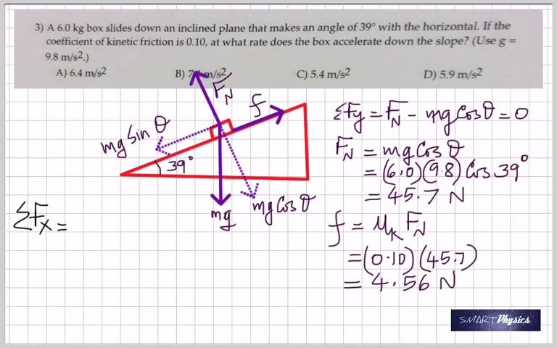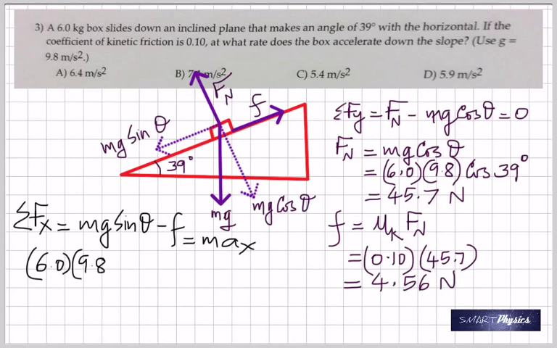And then take the net force along the x-axis. There are two forces, and since the object is moving down, this must be greater, so it's mg sine theta minus f equal to max, and we're trying to find the acceleration.